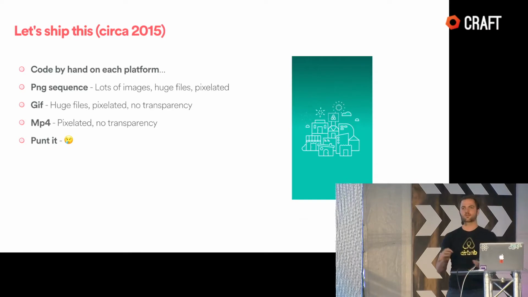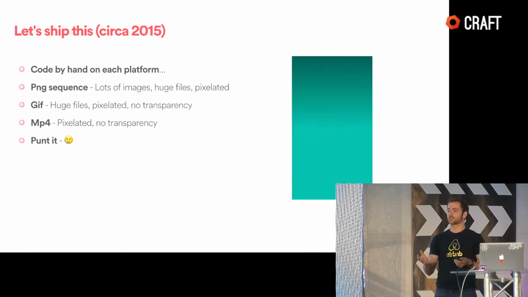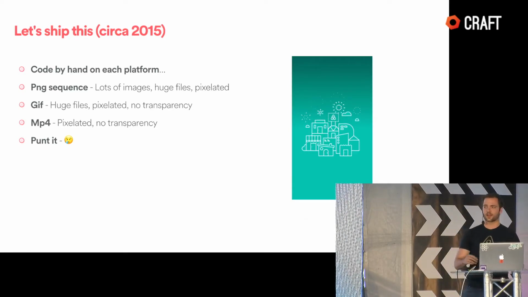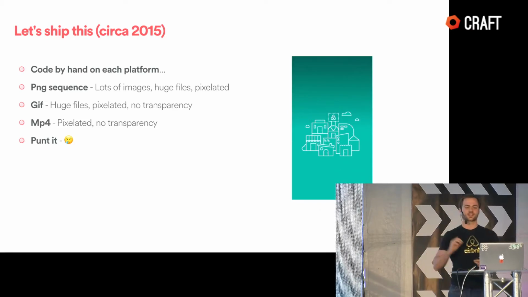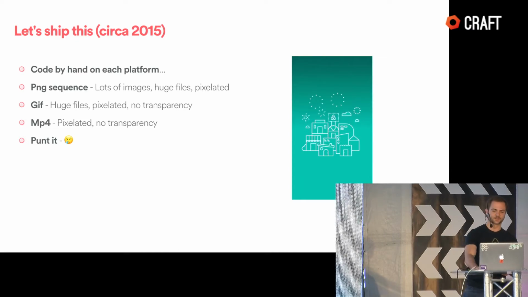And eventually, most animations like this would get punted. You just wouldn't ship them. In fact, when Google launched Material Design, they had a lot of reference documentations with animations and logos and empty states and loaders and everything you can imagine. And even in their own first-party apps, they still shipped static assets.